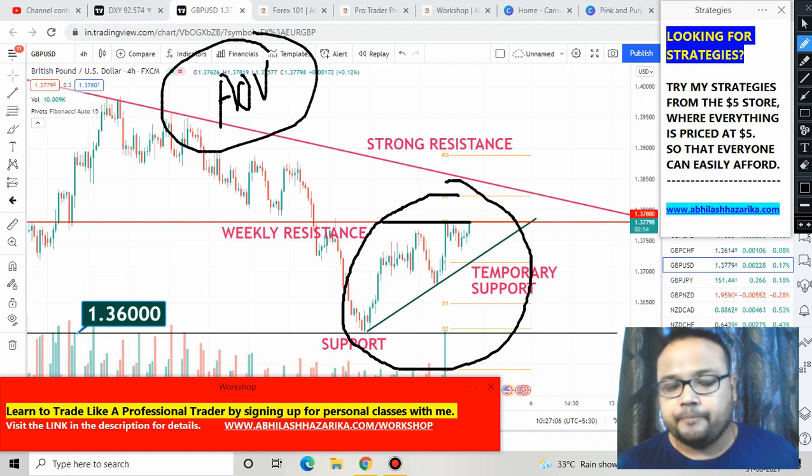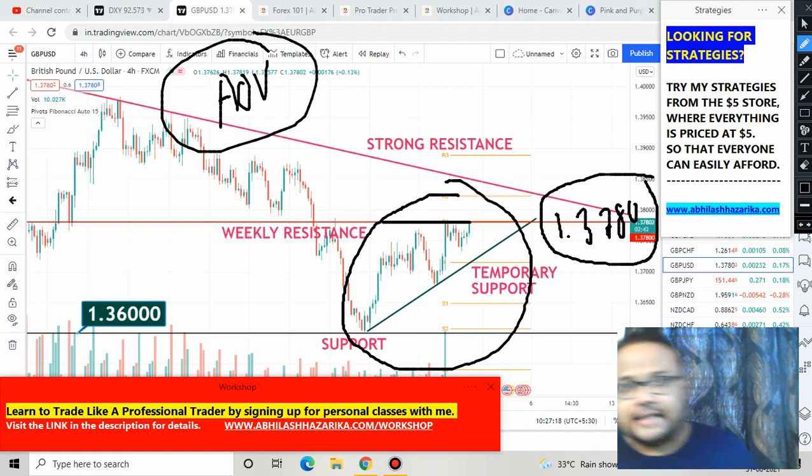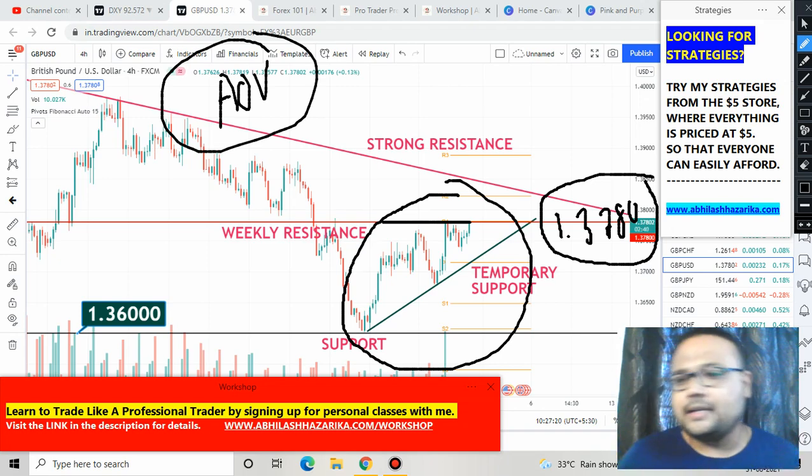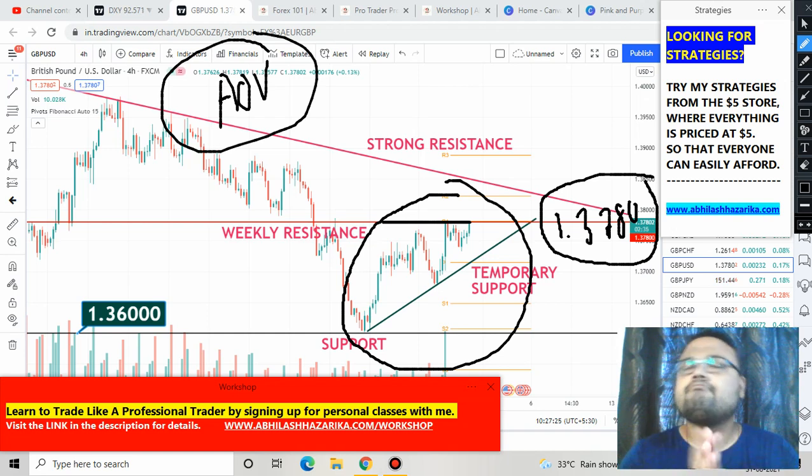I have marked it, and this line is the weekly resistance, 1.3780. This level is the weekly resistance for the market. Right now it is standing at the weekly resistance, but I'll say that you should not short the market right now, because I have a theory, and I'll be explaining it to you. First and foremost, let's understand these lines.